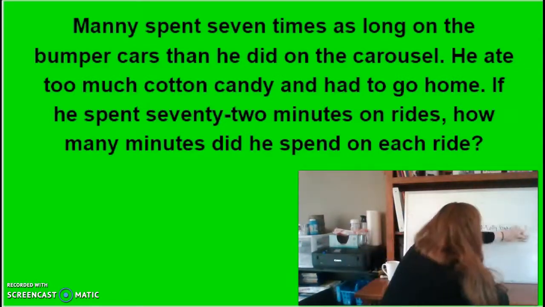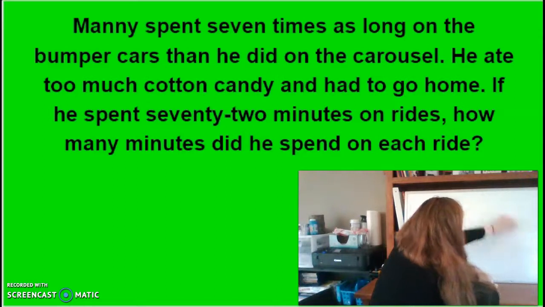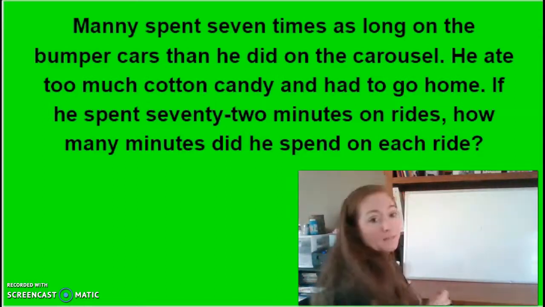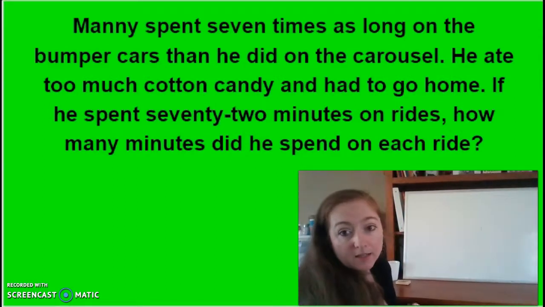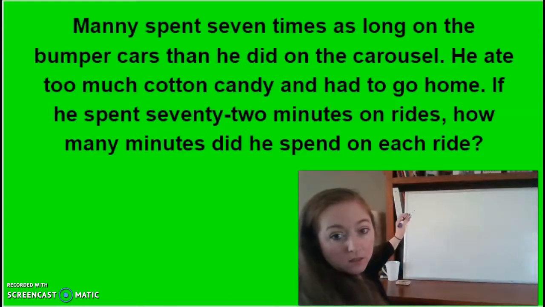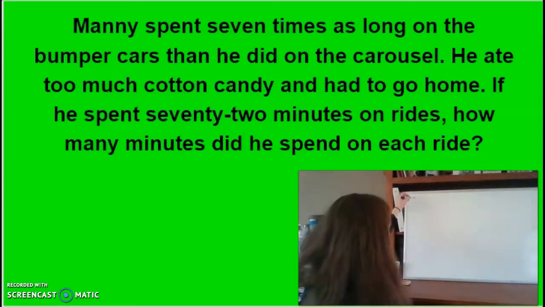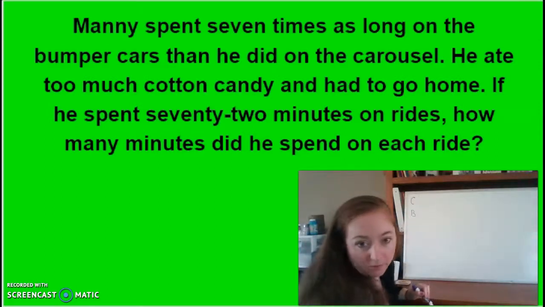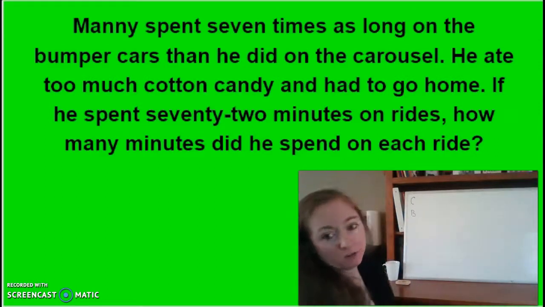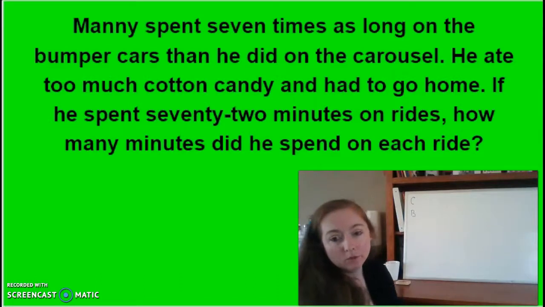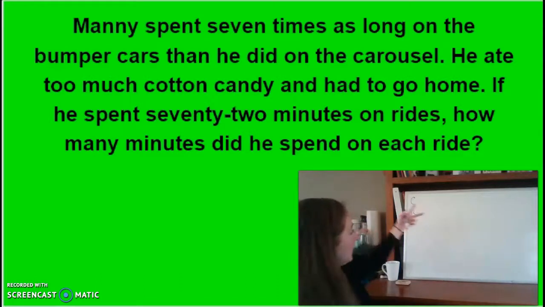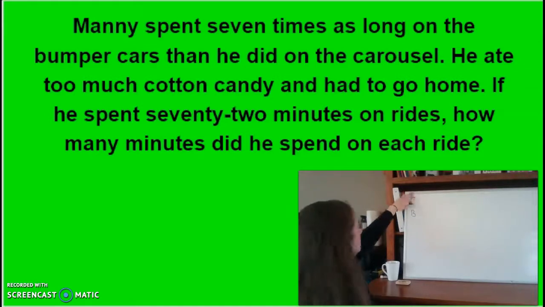All right, so we know that he had carousels and bumper cars, right? We need to get rid of the unimportant information, so we don't need to know that he ate too much cotton candy and had to go home. So that's not going to help us figure out. So we're going to look at these. Oh, I did these wrong. Let me put bumper cars first. Bumper cars and then carousel.